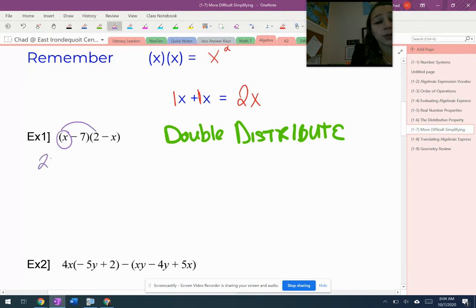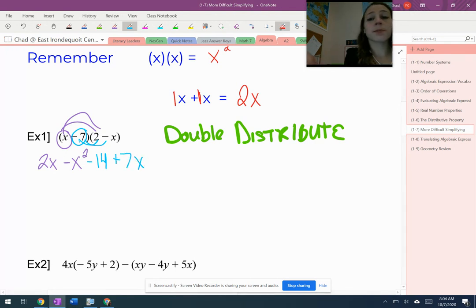X times 2 is 2x. X times negative x is negative x squared. Then we're going to go ahead and distribute the negative 7 times 2 to get negative 14, and negative 7 times negative x to get a positive 7x.